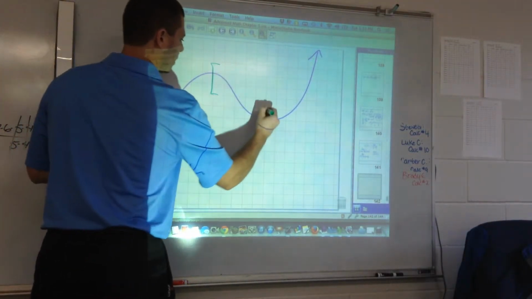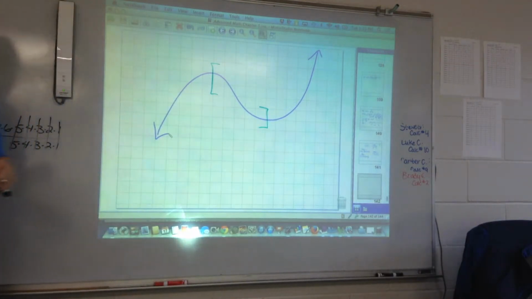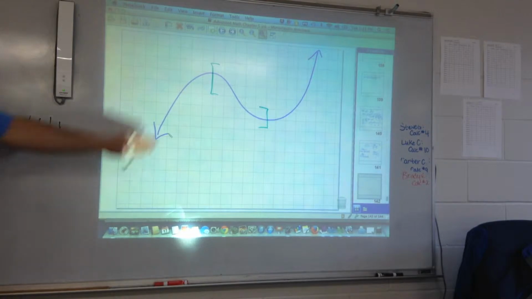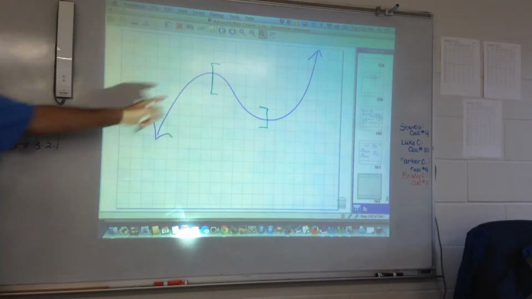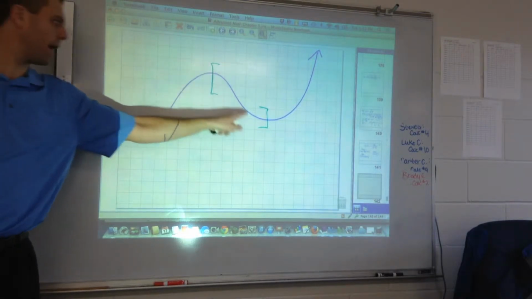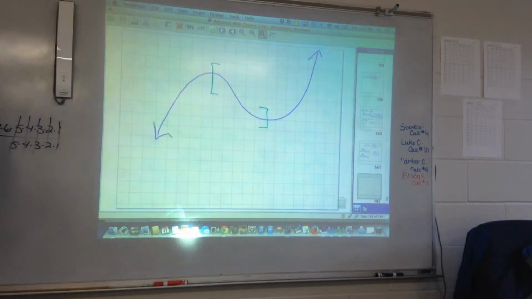If I closed the interval right there, basically, if I said, let's only look at this closed interval from A to B, find the extremes. Well, then you would call this an absolute max, and call that an absolute min, because on a closed interval, there's always an absolute max and an absolute min.